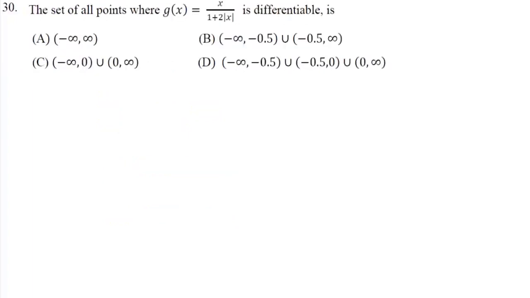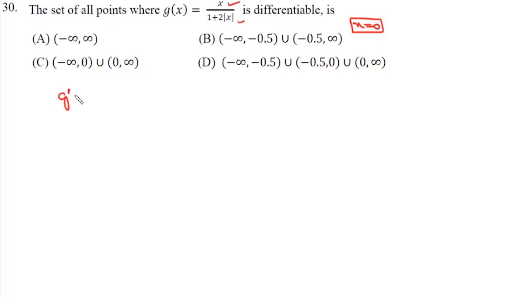Now question number 30 is to find the set of all points where this function is differentiable. Now the numerator is differentiable for x belongs to R. The denominator is differentiable except for x = 0. So this function will be differentiable for all x except at x = 0, and at 0 we do not know whether it is differentiable or not. So we have to check its differentiability at x = 0.